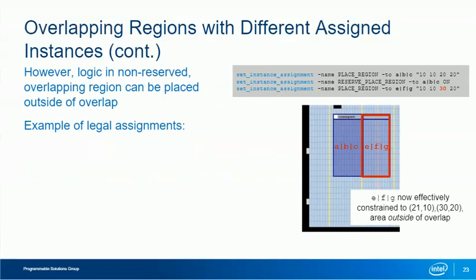What if, in the previous example, the second region only partially overlapped the reserved region? In this situation, logic for the non-reserved region can be placed, but is constrained to the area outside of the reserved region. In the example shown here, the EFG region has been extended out past the reserved ABC region. Doing this allows for placement of the EFG logic in the area outside the overlap.